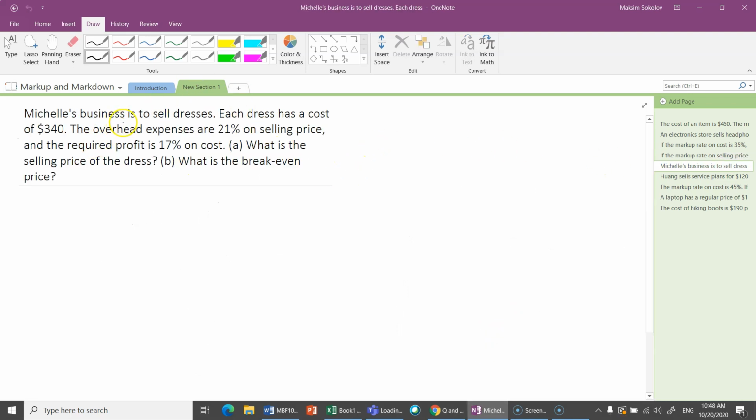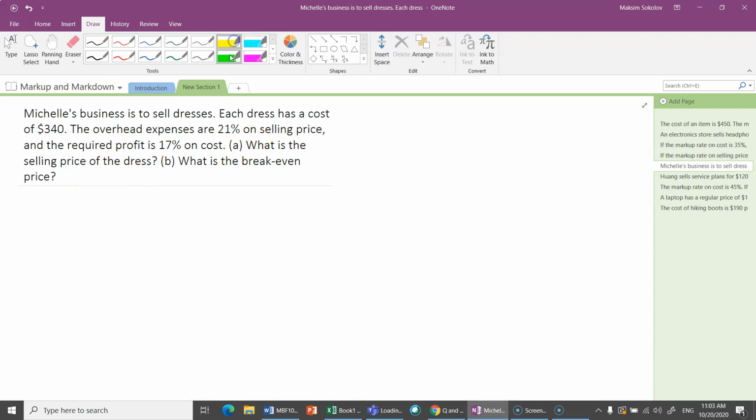Michelle's business is to sell dresses. Each dress has a cost of $340. The overhead expenses are 21% on selling price, and the required profit is 17% on cost. We have a couple of questions to answer. First is, what is the selling price of the dress, and also what is the break-even price? We will start with part A first.